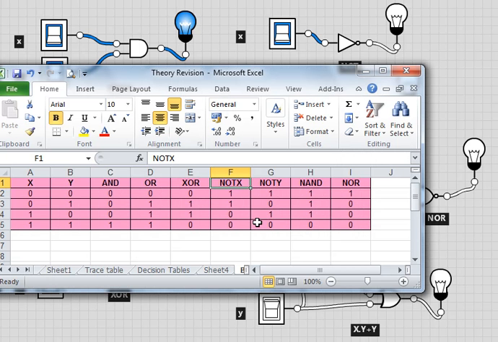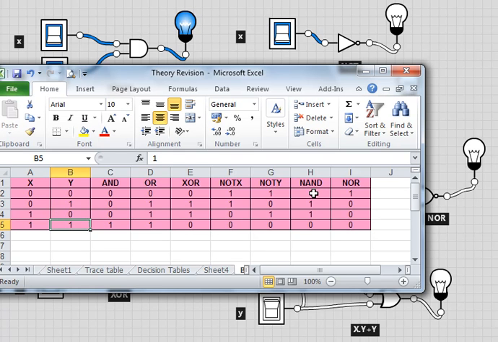If we look at this in the truth table, we see that not X is the opposite of whatever X is. X is 0, 0, 1, 1. Not X is 1, 1, 0, 0. Not Y, if Y is 0, 1, 0, 1 in this case, then we have 1, 0, 1, 0. So not is the inverse or the opposite of the variable that we're looking at.